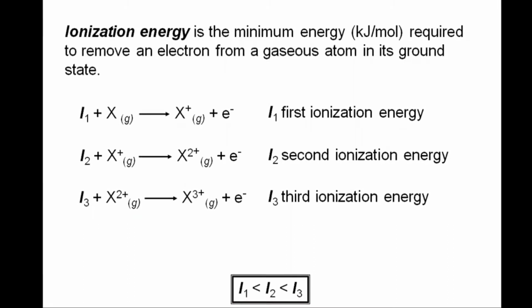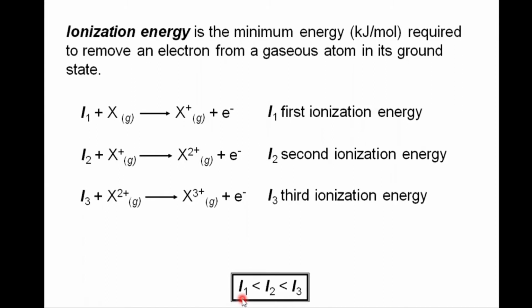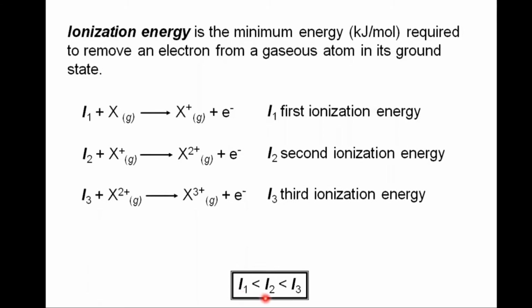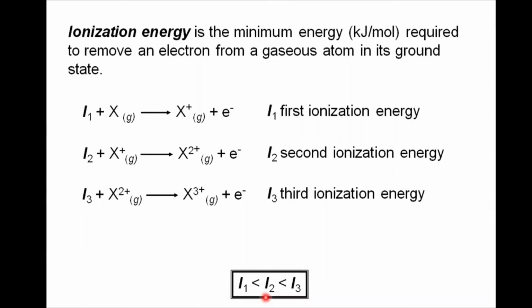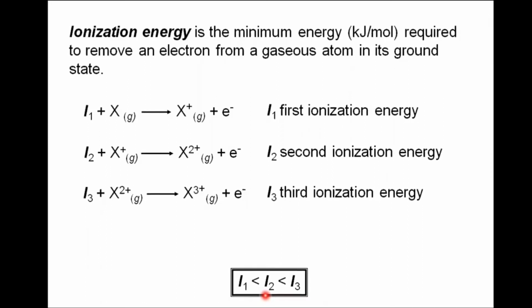Why? These are not equal, although the atom is the same. The reason is that when you remove the first electron, it is a neutral atom. The number of electrons and protons are equal and the first electron is removed. When the first electron is removed, a positive ion is formed. Now the number of electrons and protons are not balanced. There is an imbalance between these numbers. Protons are greater in number than electrons, and now the positive charge is greater in the nucleus.